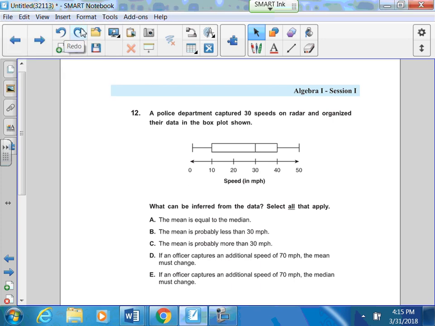Okay, so let's talk about the box and whisker plot. This number represents the slowest speed recorded, 0. This represents the fastest speed, 50. This here represents the median.